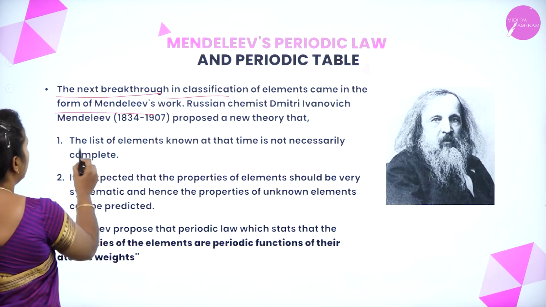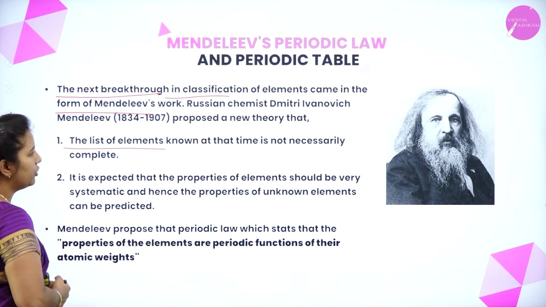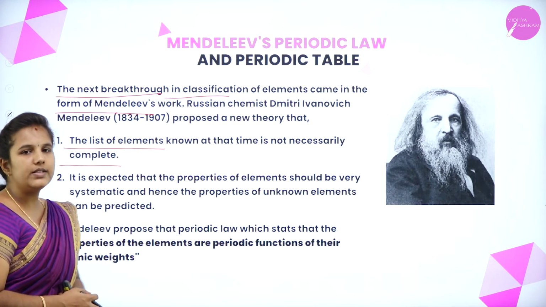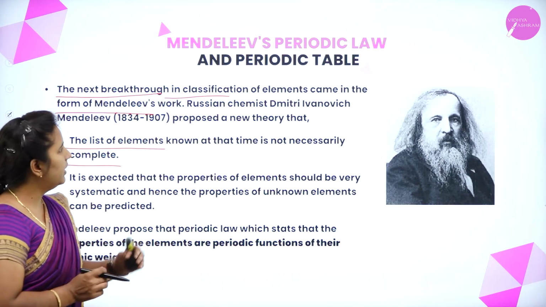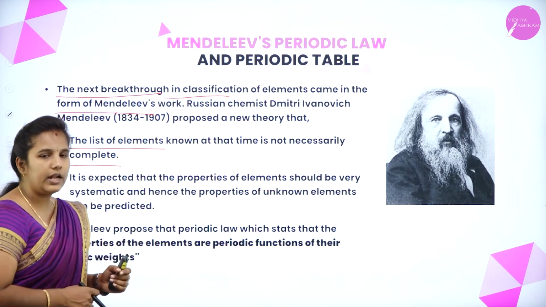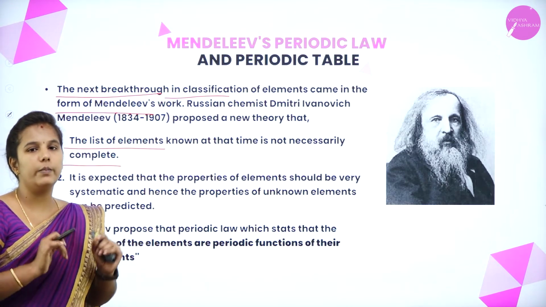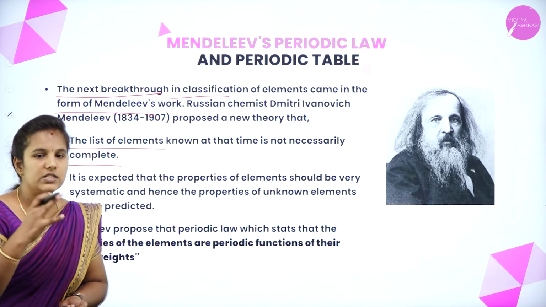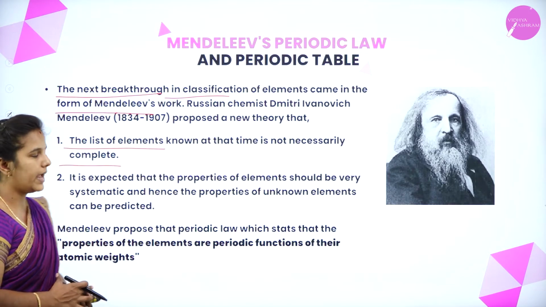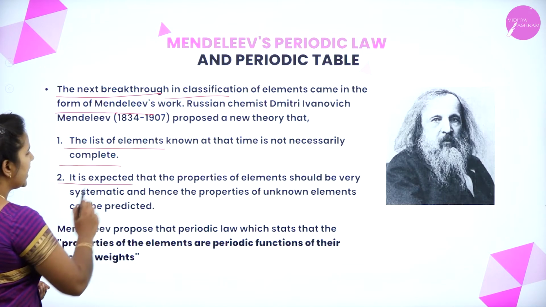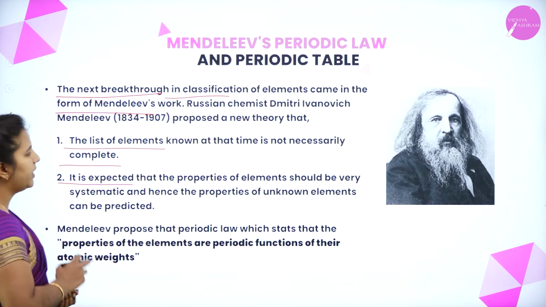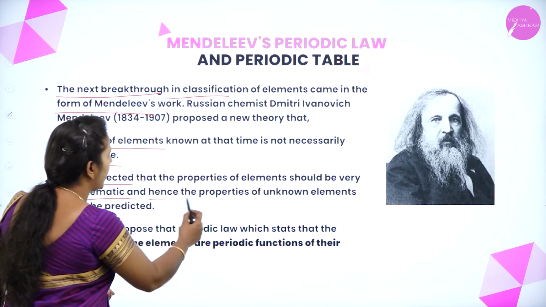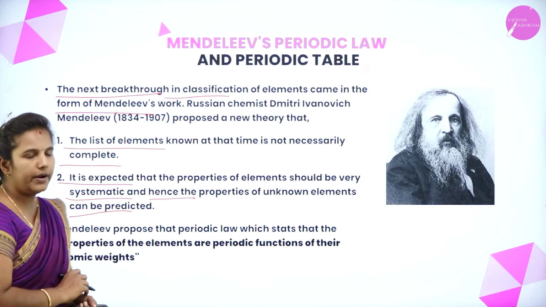He says that the list of elements known at that time is not necessarily complete, which means that in the year 1834, only 60 elements had been discovered by the scientists. Still more discoveries are going on, so it is not completely done. It is also expected that the properties of the elements should be systematic, hence the properties of the unknown elements should be predicted.